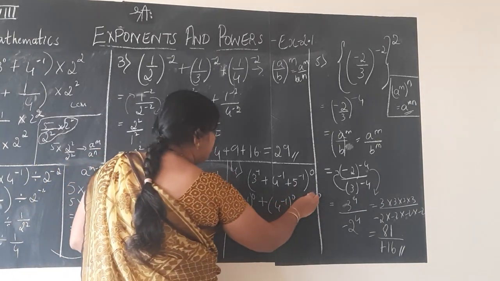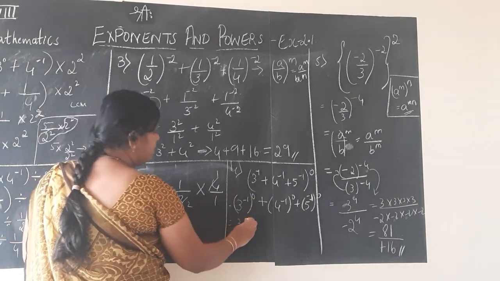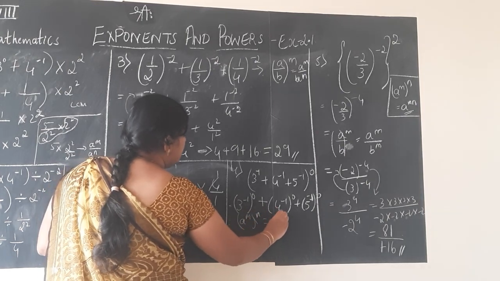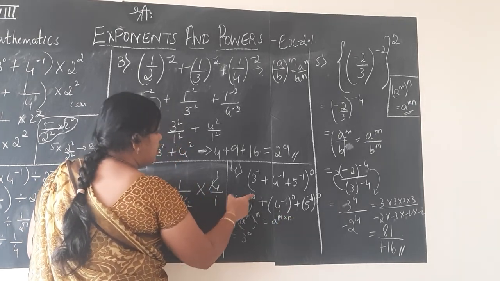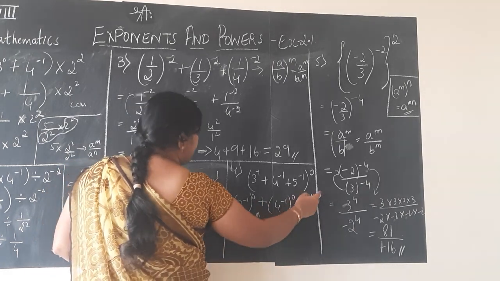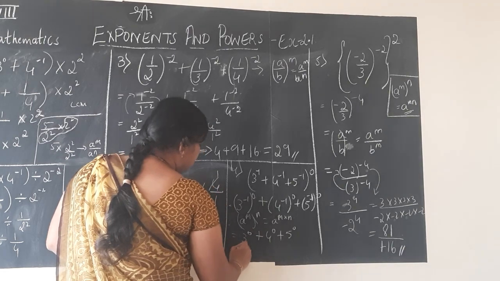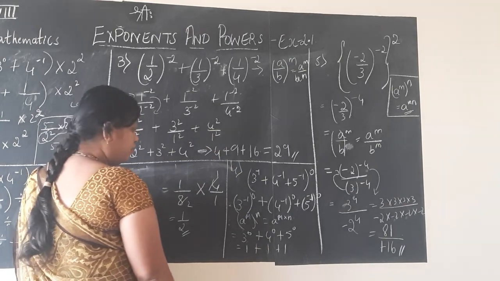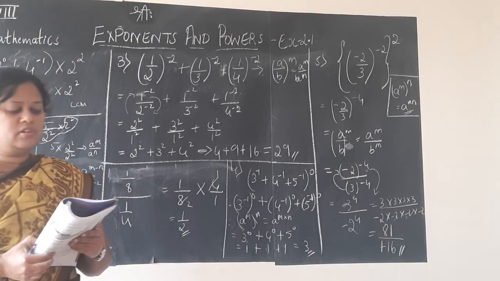In the next step, this is of the form a power m whole power n. Now you write one step. A power m whole power n is nothing but a to the power m into n. Using this law, we get 3 to the power minus 1 into 0 is 0, plus 4 to the power minus 1 into 0 is again 0, plus 5 to the power minus 1 into 0 is again 0. We already know any number to the power 0 is 1. So 3 power 0 is 1, 4 power 0 is 1, 5 power 0 is 1. 1 plus 1 plus 1 is clearly 3, which is the answer. That is about the fourth question.